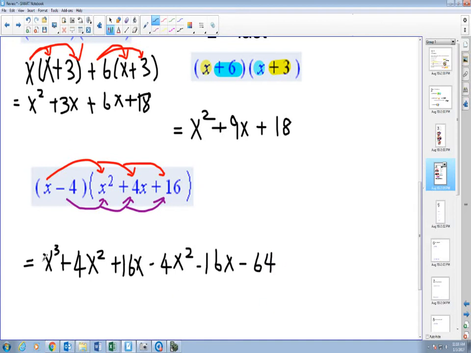Alright, so combine like terms. X to the third is your highest exponent, that is your leading term. Got nobody to combine with. Alright. So the next one we combine is the next highest exponent. 4x squared minus 4x squared actually cancels out. X to the first power, 16x minus 16x cancels out. And so the only thing left is negative 64.